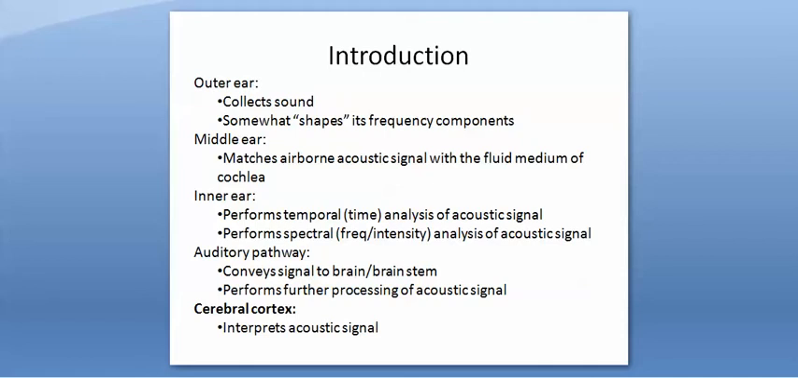Okay, and then the inner ear performs a temporal analysis of the acoustic signal. So it tells you when that sound came and in what order and for how long, and also a spectral analysis, being the frequency and intensity, or the pitch and the loudness of that acoustic signal. Once that's been done, the auditory pathway is going to convey the signal to the brain and brainstem, and then additional processing is going to occur at that level of the central nervous system, and then the cerebral cortex is going to interpret that acoustic signal and bring it to conscious thought.